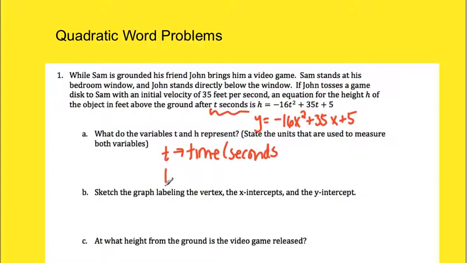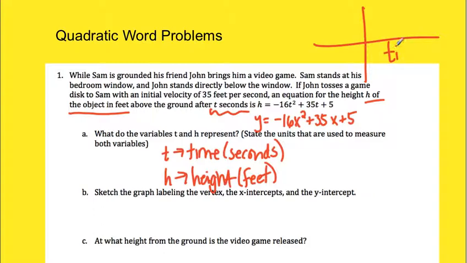T seconds. H is going to be your height, and that's going to be in feet. Again, I can pick that up from the problem, H of the object in feet. So for our sketch, this is going to be our time, and this is going to be our height.